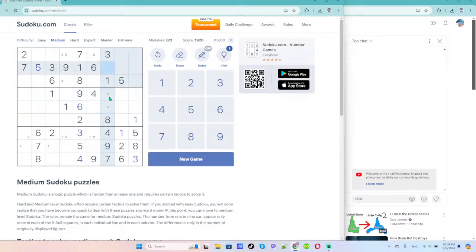Now let's see this column. In this column, 2, 5, and 6 are missing. 6 already exists here and 5 already exists here, so we put a 2 here. Is it a pair of numbers? No, because a 6 already exists here, so we put 6 here and 5 here. We fill the column.